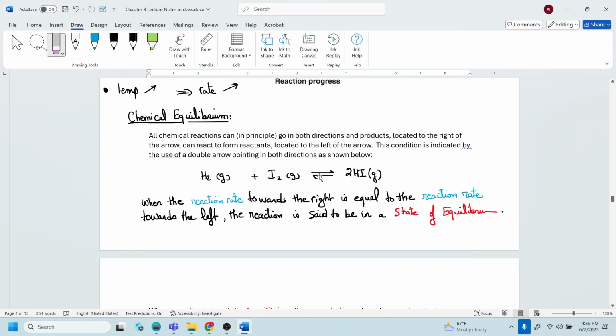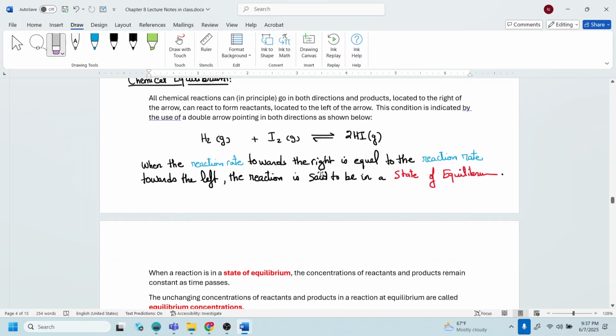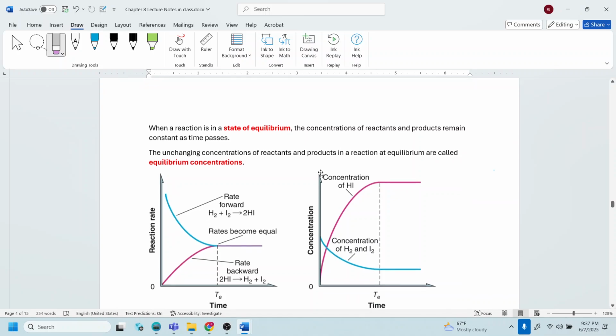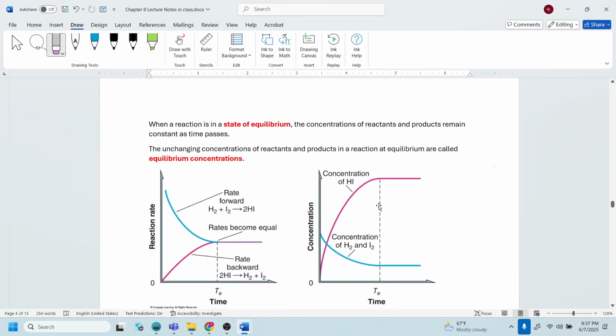And if I have a double arrow like this, it means that the reaction rate towards the right is equal to the reaction rate towards the left. So that will be called an equilibrium arrow, and your system will be set to reach a state of equilibrium. So to explain the state of equilibrium, let's look at the concentration graph.